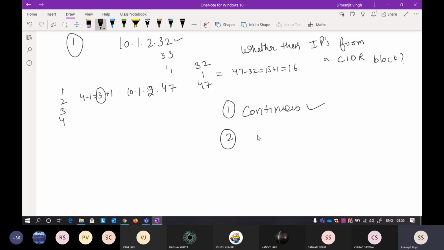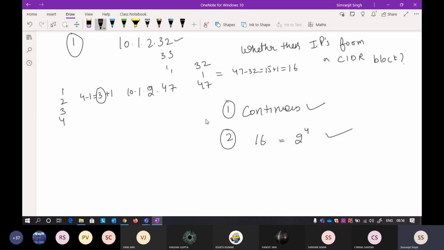So the size of it is 16 IP addresses from 32 to 47, which means that it is a power of 2. You can write it like 2 raised to power 4. So the second rule is also correct. The second rule was that the size of the block should be a power of 2.